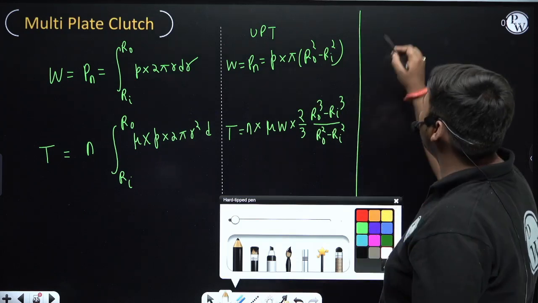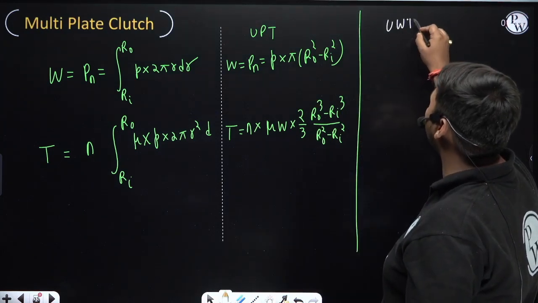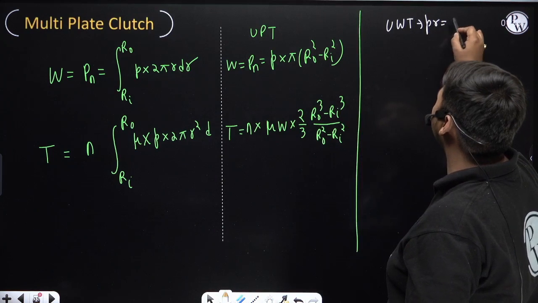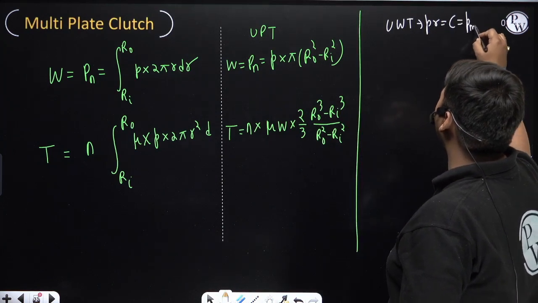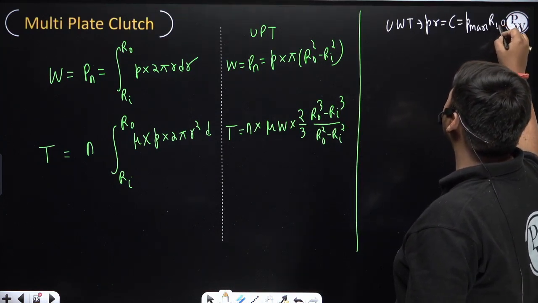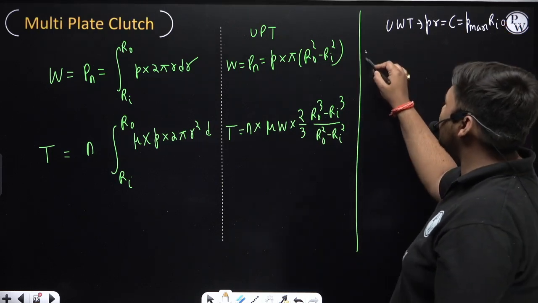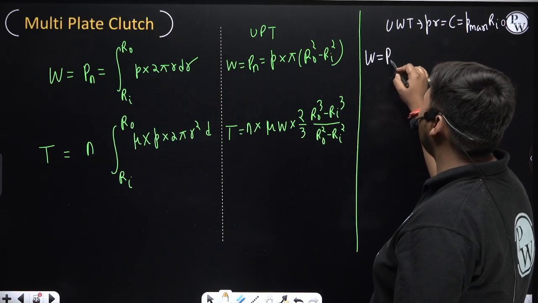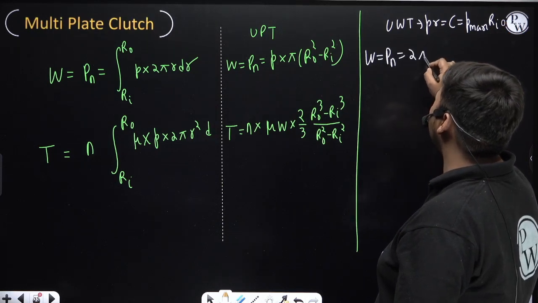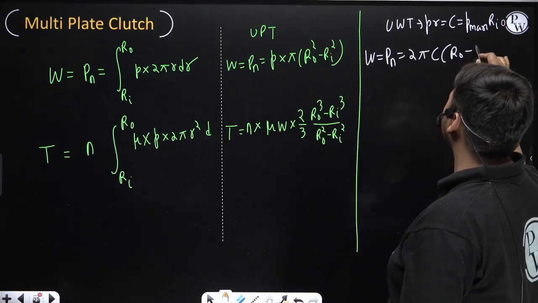Similarly, if you conclude this for the uniform wear theory: uniform wear theory means the product of P into R is constant, which I am denoting as C. The formula to calculate C is P max into Ri, because pressure will be maximum at the inner radius. Now the same expression of W will remain. W will be equal to Pn, whose formula is 2 pi C into R0 minus Ri.